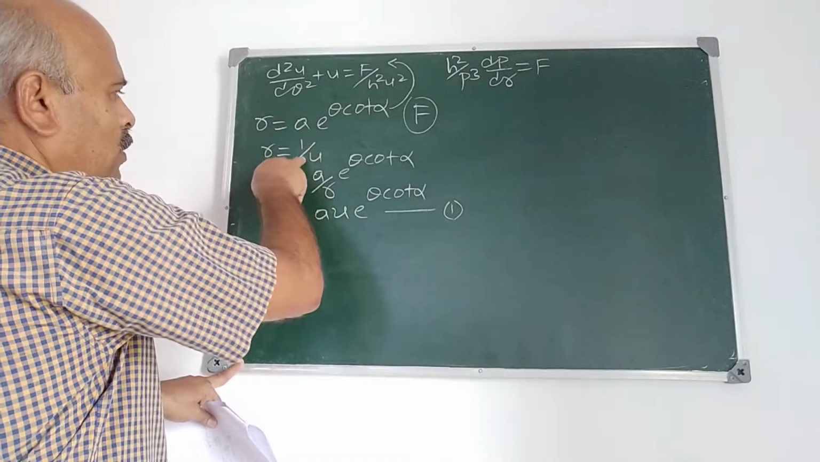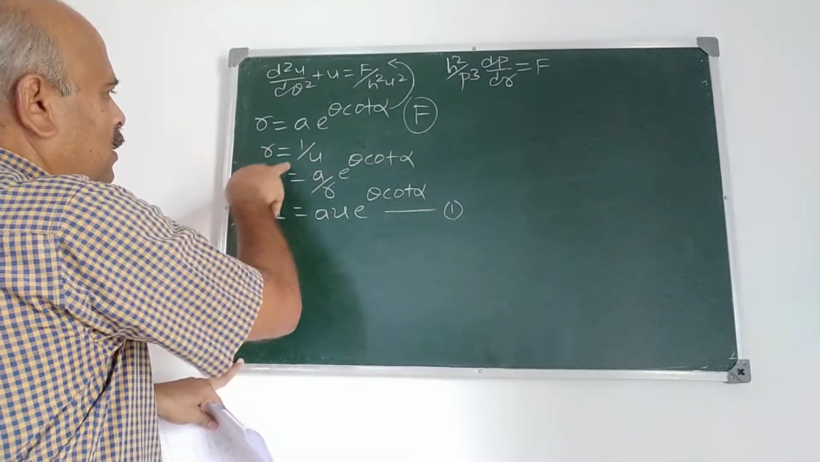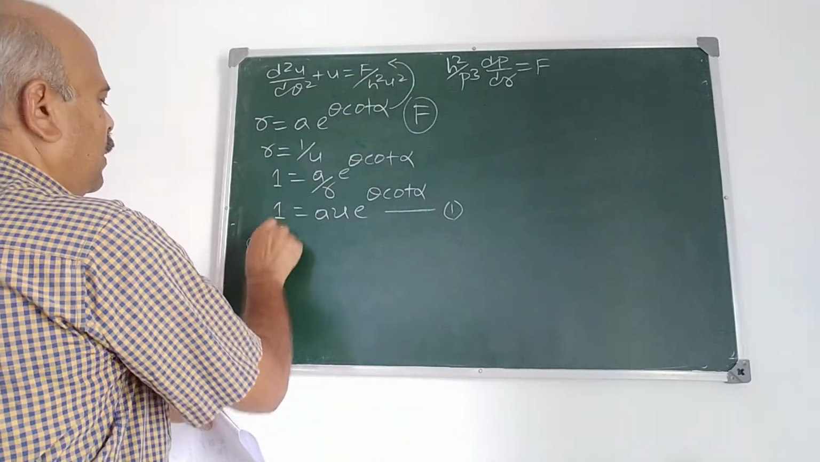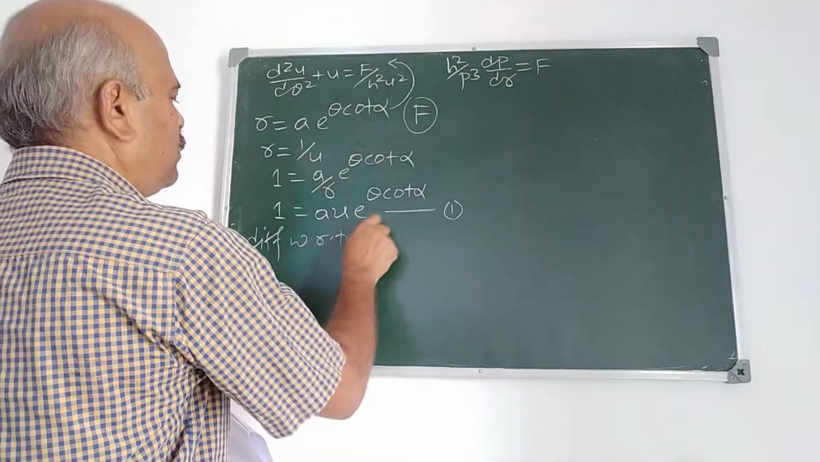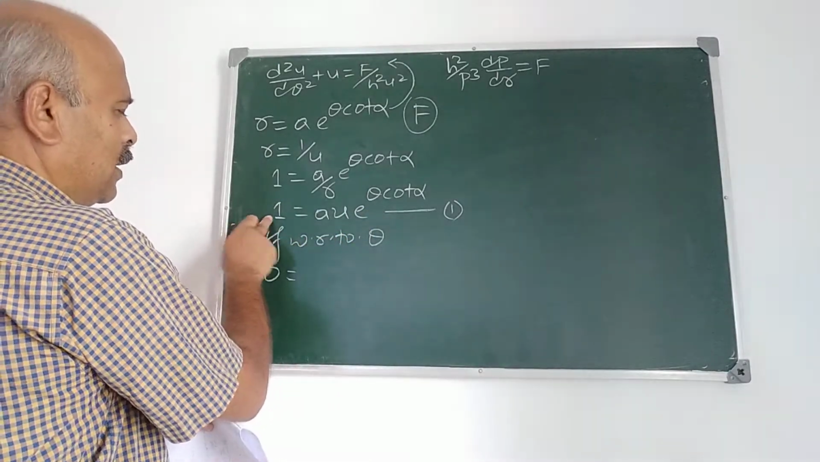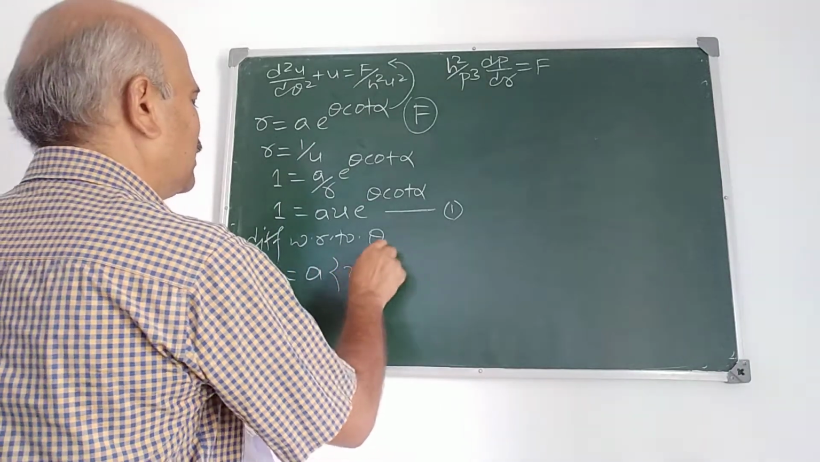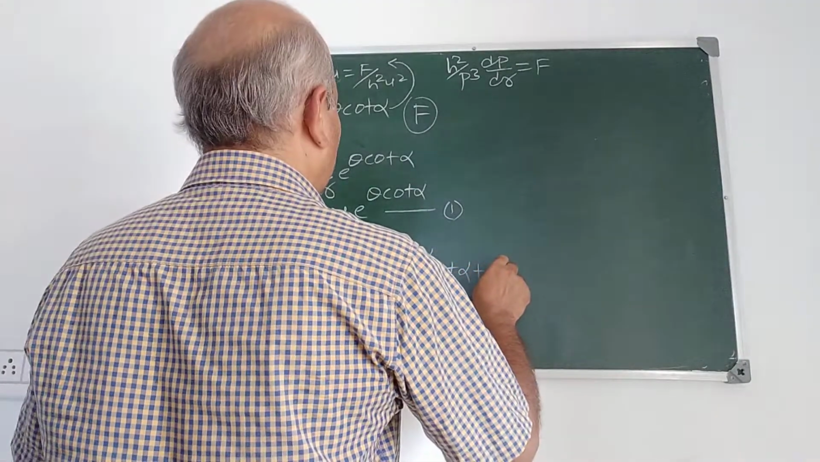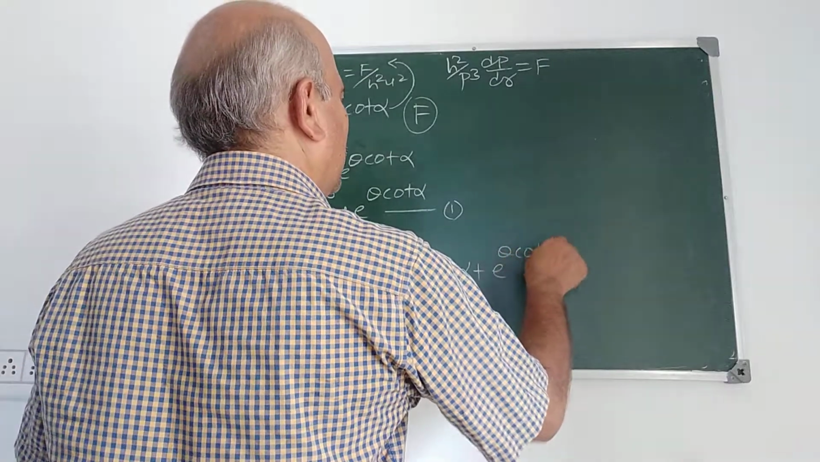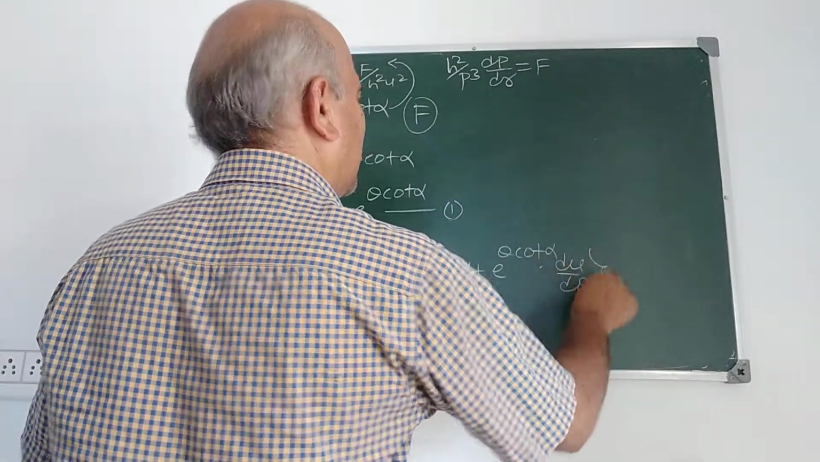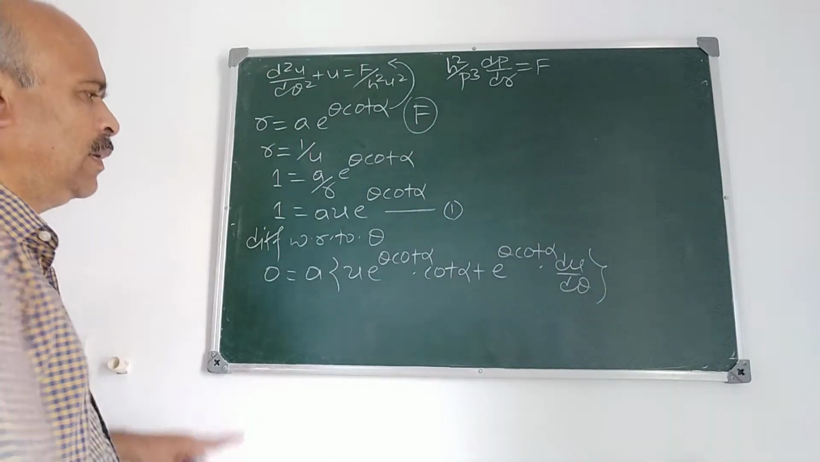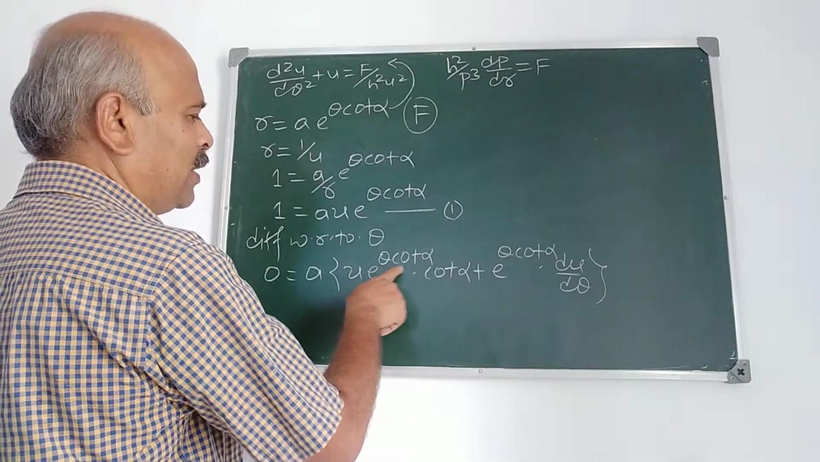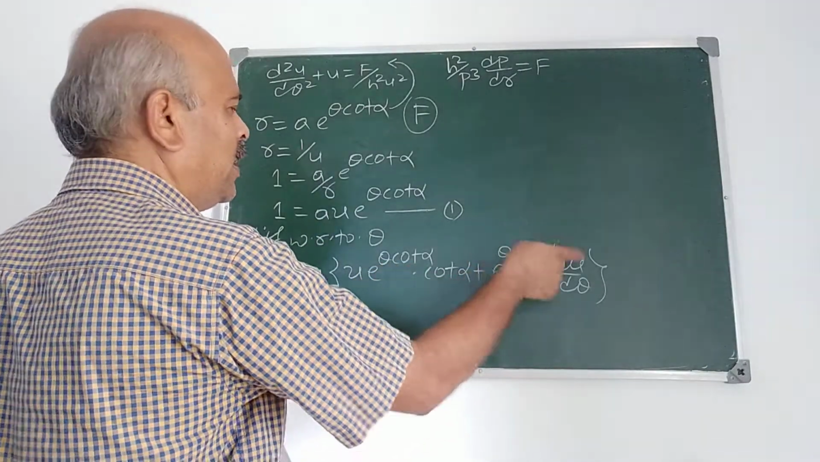I think this step you followed. R is 1 upon u, so we take this r to the right hand side: a by r is e raised to theta cot alpha. Now differentiate with respect to theta. This is constant, therefore 0. Product rule here: a u e raised to theta cot alpha into cot alpha, because alpha is constant here, plus e raised to theta cot alpha into du by d theta. This is the first derivative.